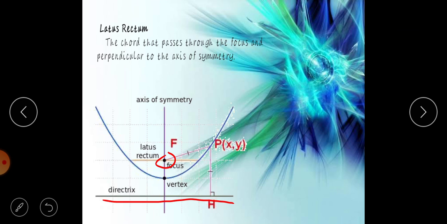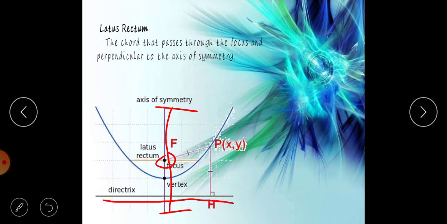So this line which divides the graph into two equal halves is called the axis of symmetry or axis of a parabola. The axis of the parabola is not just in vertical form or parallel to the y-axis, but it can also be in horizontal form, parallel to the x-axis. If that happens, the graph of the parabola might face the right or the left.